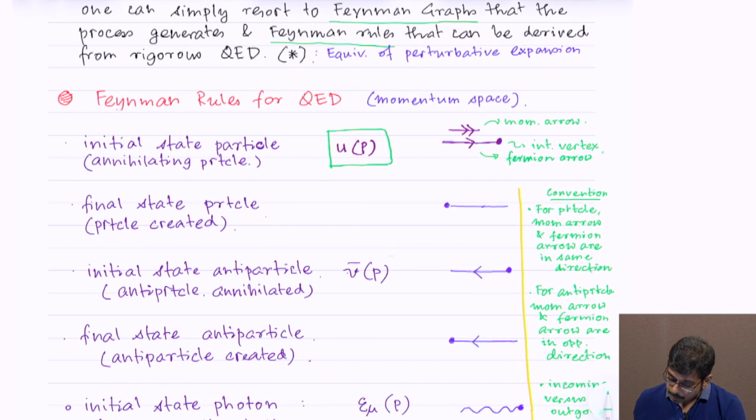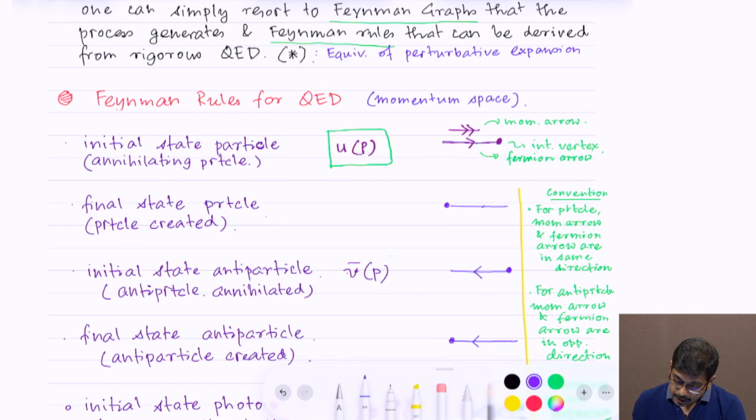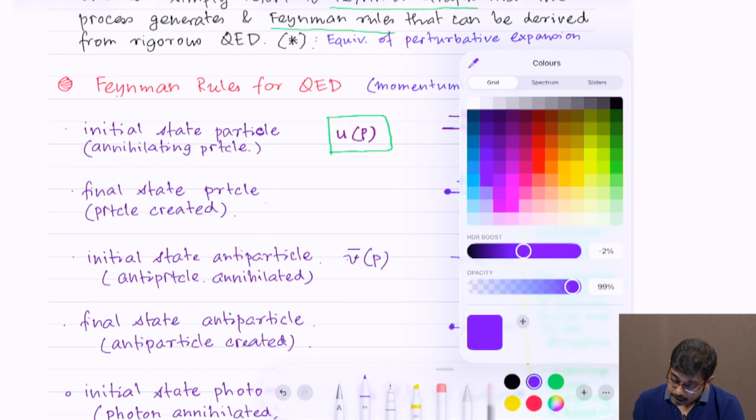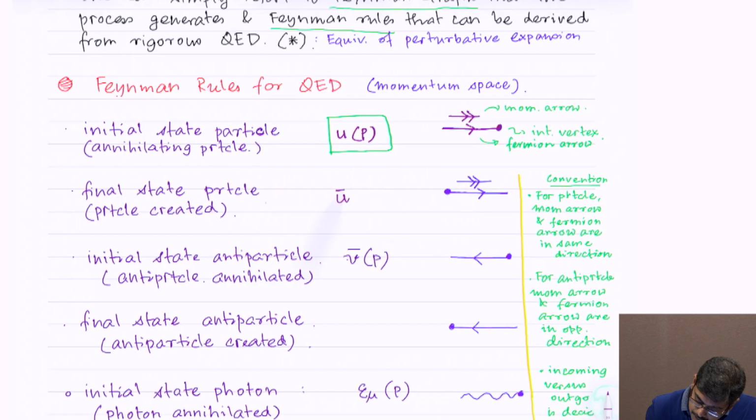Now, I have to talk about a final state particle. If I have to talk about a final state particle, then I have a vertex once again, and final state particle means it is being created, right. So, this is actually outgoing from this particular vertex, and once again, just because this is a particle, the momentum arrow and the Feynman arrow will be in the same direction. And how do I represent that? A particle creation, this is something that I can do by writing u bar p, and this momentum, of course, is p for both the particle and antiparticle that I am talking about.